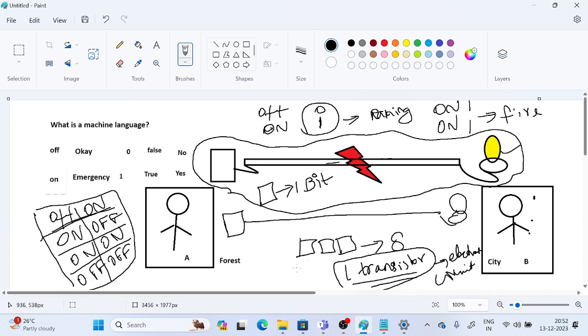This is what they use internally in the CPUs. Everything is about electricity. They create a design, an electronic circuit, that takes a signal in the form of zeros and ones. The electronic circuit has to be turned on or turned off. If it is turned off, the light will not glow. If it is turned on, the light will glow. It means the communication is happening between the sender and the receiver.